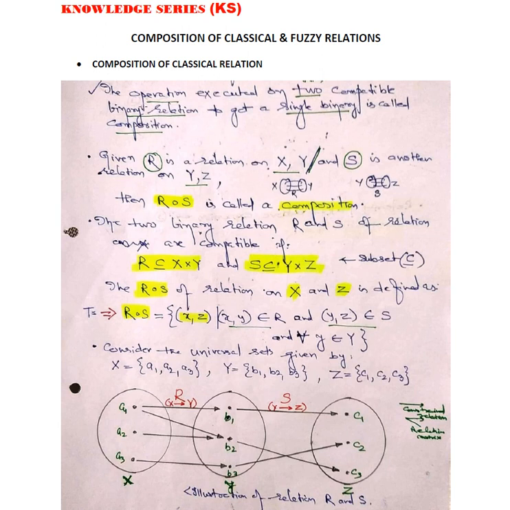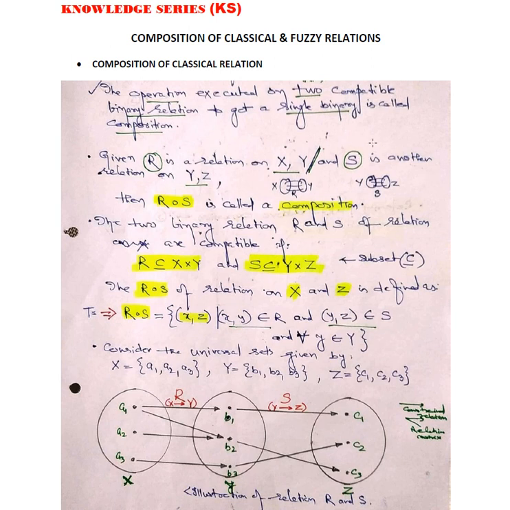Now, when we look at the composition of a classical relation, it is the operation executed on two compatible binary relations to get a single binary relation. That means two fuzzy relations to get a single fuzzy relation. That is called a composition. Now the relation R is a relation between X and Y. So X and Y are universes of discourse, but of course X itself has relations and Y also has some relations. So between them we try to find another relation R.